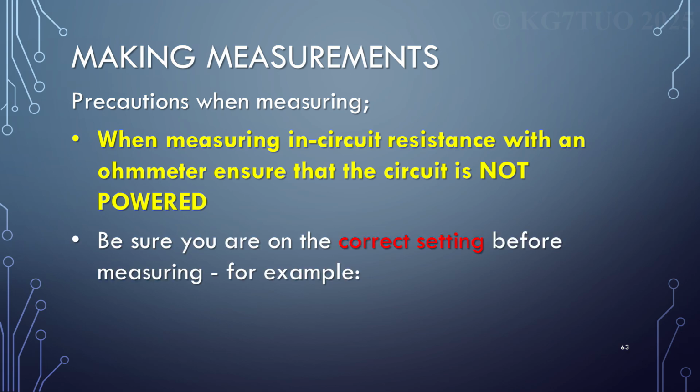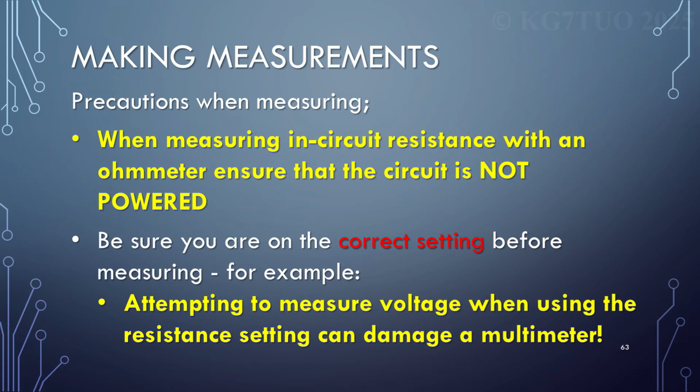Okay, be sure you're on the correct setting before measuring. For example, attempting to measure voltage when using the resistance setting can damage a multimeter. That's kind of the same question. Yeah. Pretty much. If the multimeter's on the wrong setting, you're going to hurt something. It, you, or the circuit. Unless you have a smart multimeter that just says no. Some of them will actually say error and give you an error code, and if you still have the book, go look up the error code and it'll tell you what you did wrong.